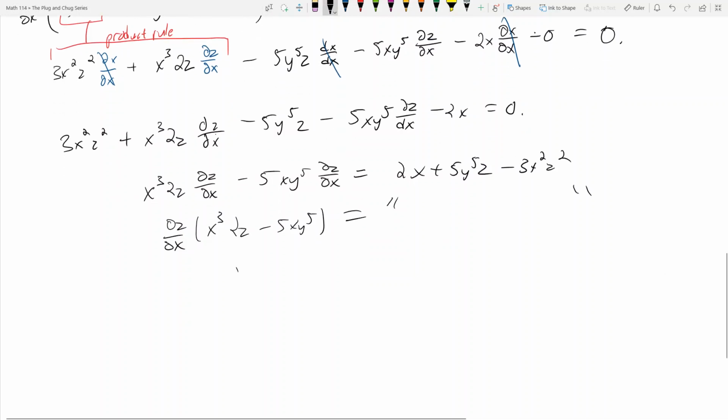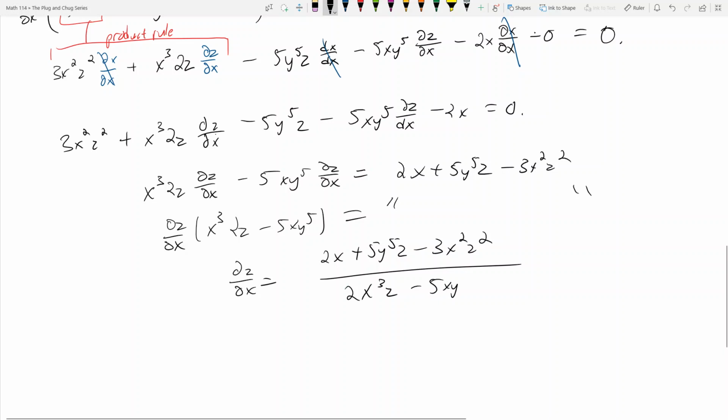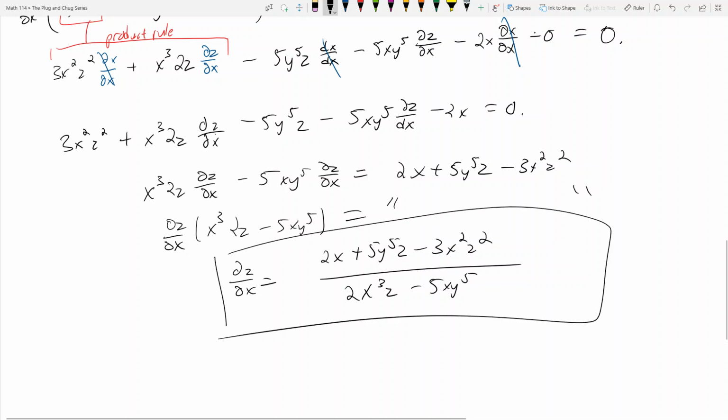And then dz/dx is equal to 2x plus 5y to the fifth z minus 3x squared z squared, divided by x cubed 2z, but let's call this 2x cubed z. Let's just pull the constant out in front. It's better looking. Minus 5xy to the fifth. Okay, so that's the partial derivative dz/dx.